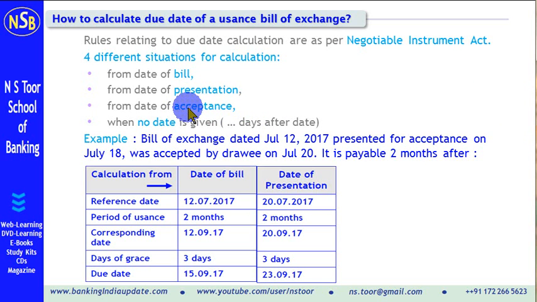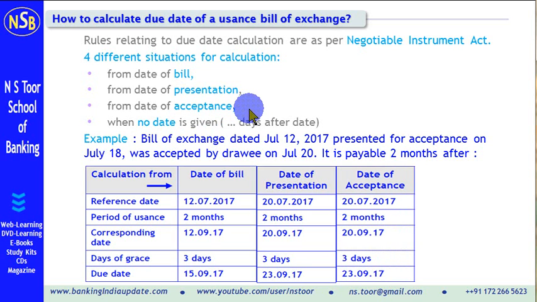Now, third situation, when we have to calculate with reference to date of acceptance. So date of acceptance is July 20th. We take reference date as July 20th. We have 2 months to go. So this is the date, 20th of September. 3 days of grace we take. We add these 3 days of grace. Hence, the due date is 23rd of September.